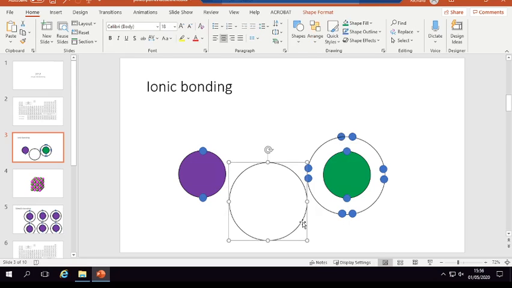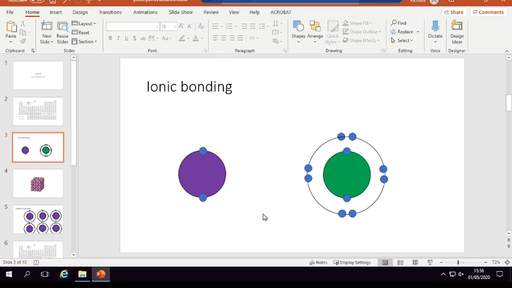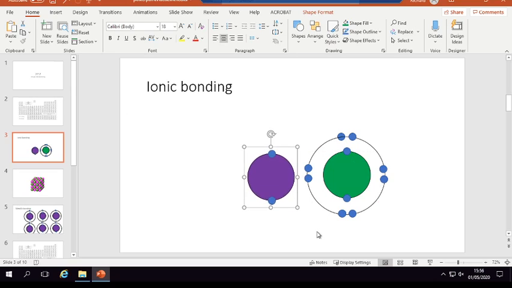Full outer shell on the metal and full outer shell on the non-metal. That becomes positive, that becomes negative. The two are going to be attracted to one another. Now, students are usually very confident with that bit so far. The important thing is the result of this and what it means for the structure.